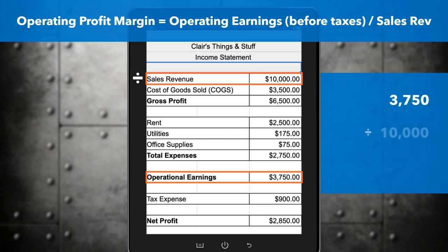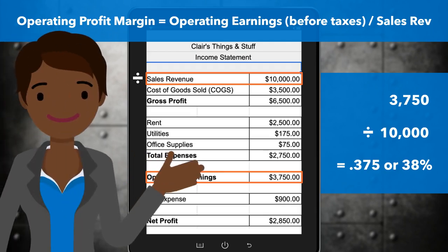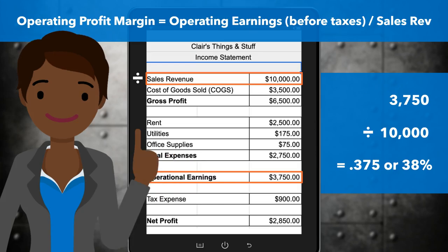Looking at the numbers here, this means that once Claire pays her operating expenses, she is keeping roughly 38% of every dollar as profit. Still a pretty solid number. Let's sit a spell and get some advice from our expert.